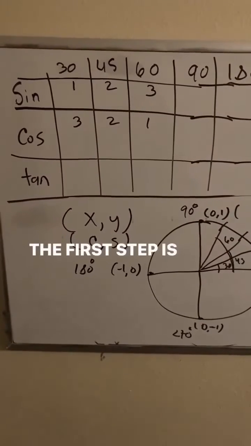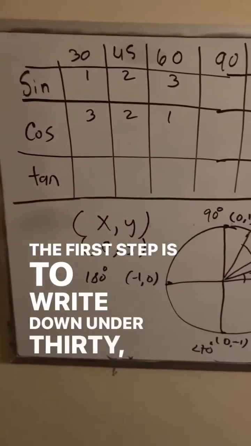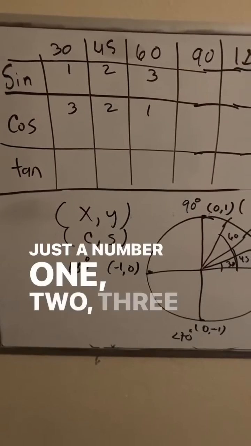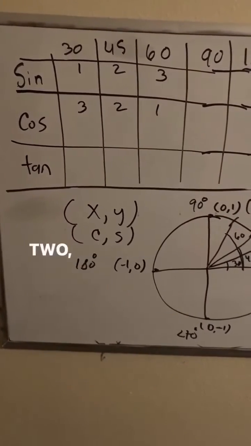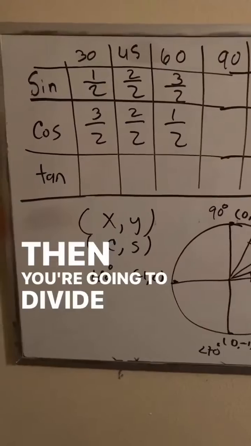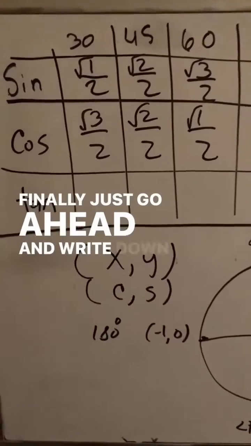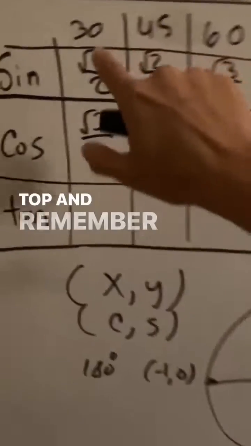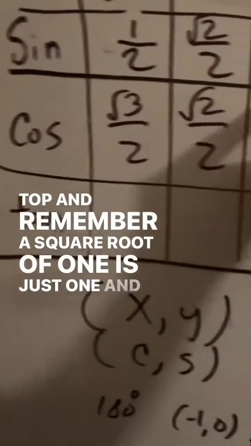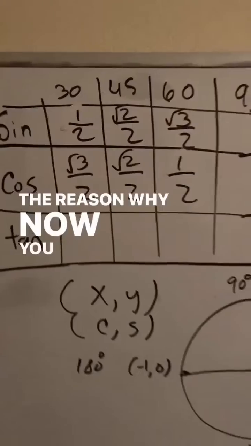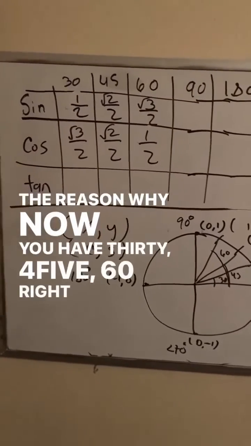The first step is to write down under 30, 45, 60, just the numbers 1, 2, 3, and then for the cosine, 3, 2, 1. Then you're going to divide everything by 2. Finally, just go ahead and write down the square root on the top. And remember, the square root of 1 is just 1. And that's the reason why now you have 30, 45, 60 right there.